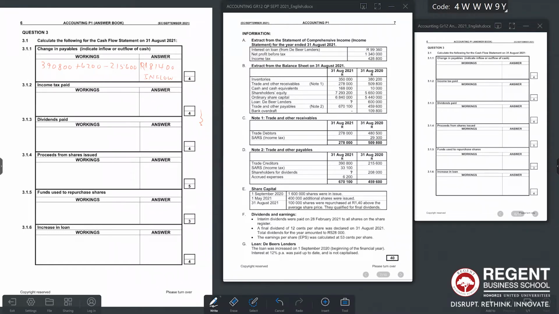But remember what I told you, don't you ever take it from the face of the balance sheet. Go look for the note and use the note. Okay, let's see the next one.